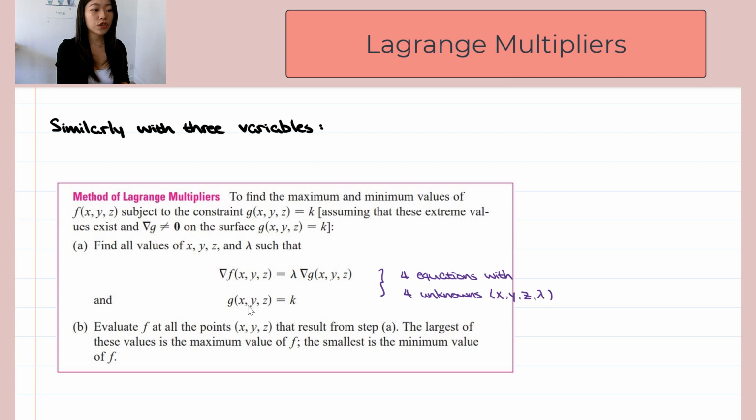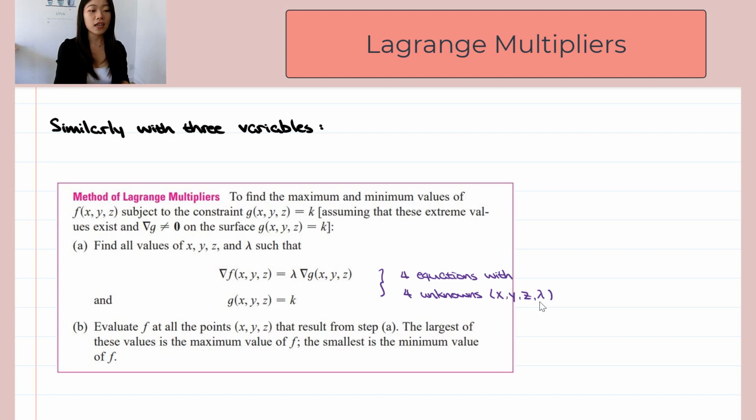So from these two equations, in total we have 4 equations and 4 unknowns. Because the first equation is a vector equation, we can have an equation for the x component, an equation for the y component, and another equation for the z component. With the equation of the constraint, we have 4 equations, and the 4 unknowns are x, y, and z, and also the Lagrange multiplier, lambda. And since we have 4 equations with 4 unknowns, we should be able to solve for the 4 unknowns.